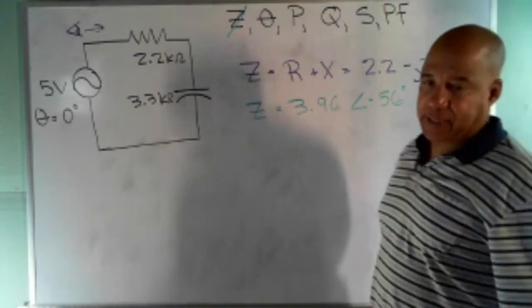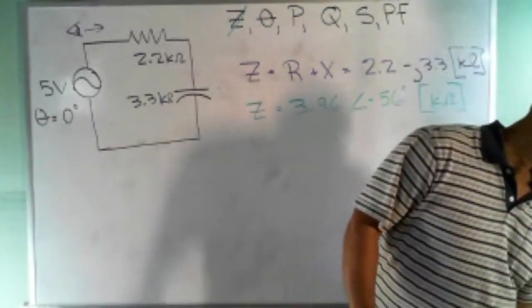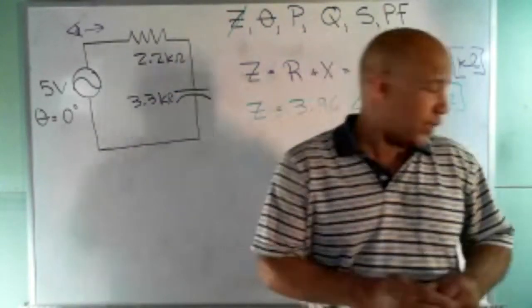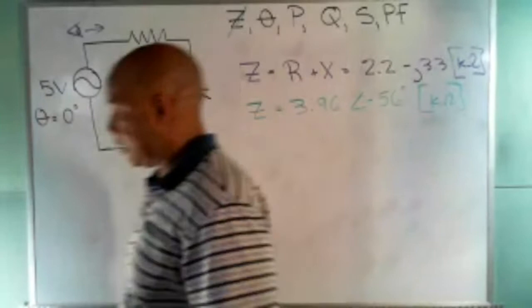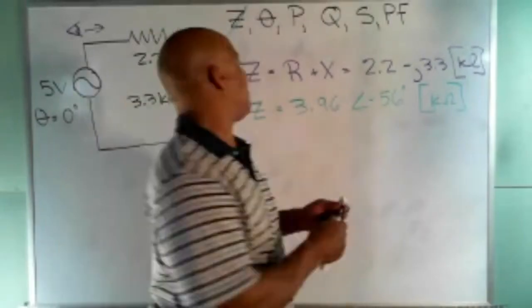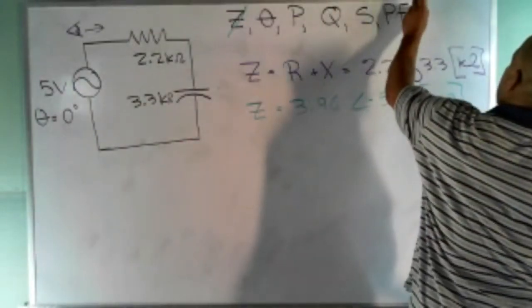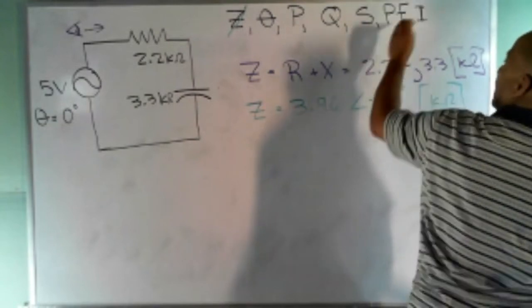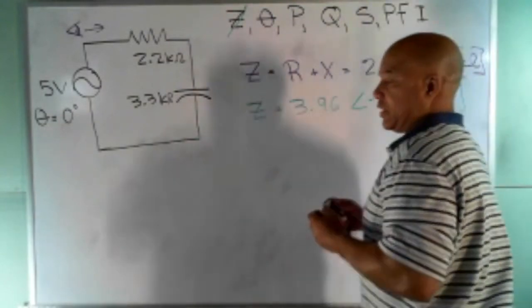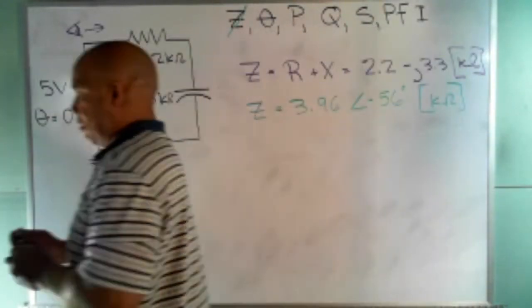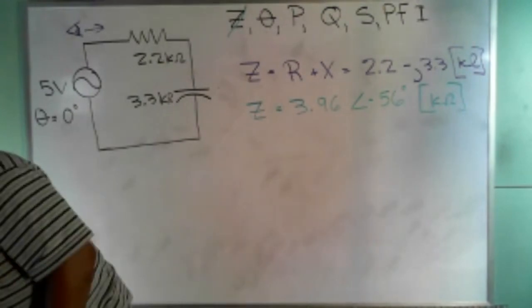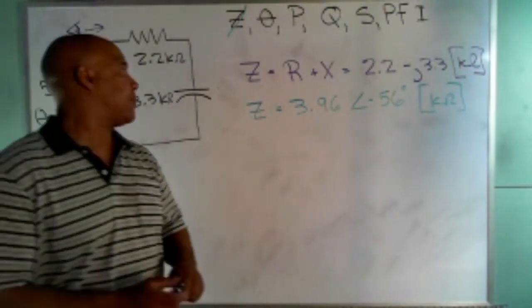I'm surprised they didn't ask us for current. They didn't ask us for current on the sheet. Oh, I left it off up here. So let me add that to the list, because that would be the next thing I want to find, the current. And once we get that, then we can get that right there. So let's do the current next. I guess this is a good review of the stuff that we've done.